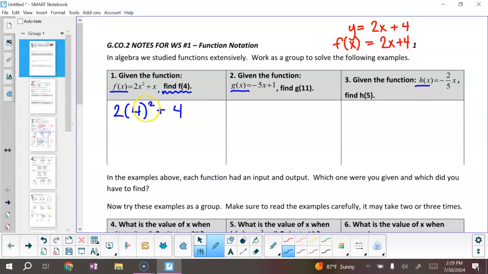So I see parentheses. I see 4 squared. So that's going to become a 16. So I have 2 times 16, and I still have plus 4. Okay? Multiplication comes before addition. So 2 times 16 would be 32. Plus our 4. And that's just going to equal 36. That's your answer.